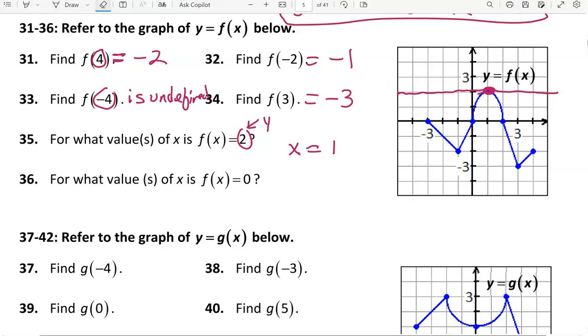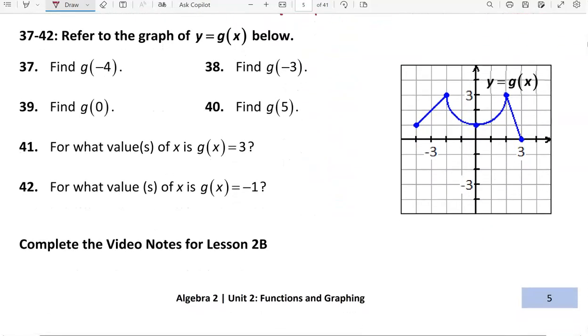When we're asked in number 36 to find the values of x for which f of x is equal to 0, when f of x, or y, is equal to 0, we'll notice there are 1, 2, 3 points where the graph intersects that horizontal line, and so those are at x equals negative 3, 0, and 2.